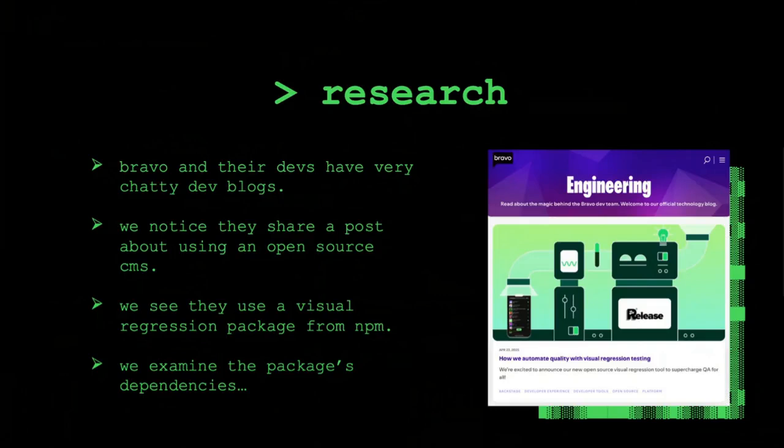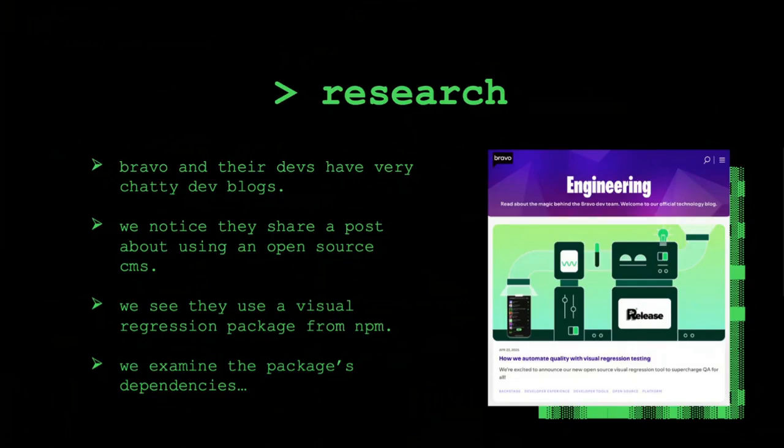So in this particular example, we can go to the Bravo TV dev blog, and we notice they share a post about using an open source CMS. Open source CMSs tend to have really great in-depth documentation, so we can put that in our back pocket when we create the hack. The other thing that we see is that they use a visual regression package from NPM.